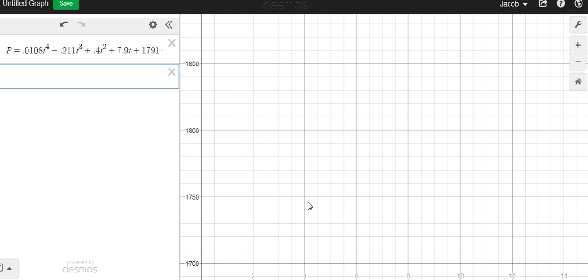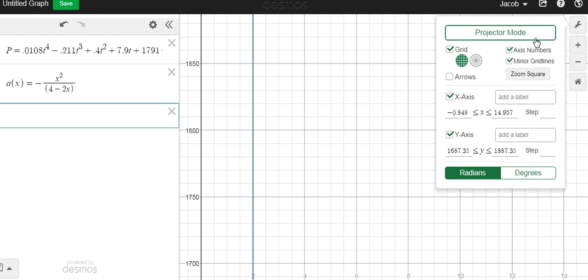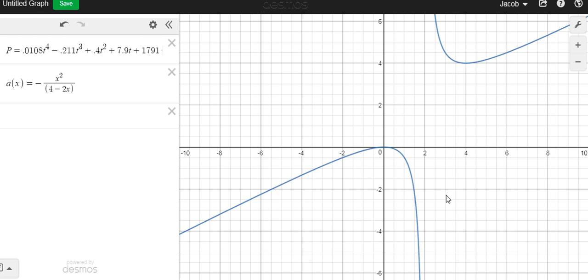So, y of x equals x squared divided by 4 minus 2x. No service, eh? That's disappointing. All right, so let's reset that. Check that out.